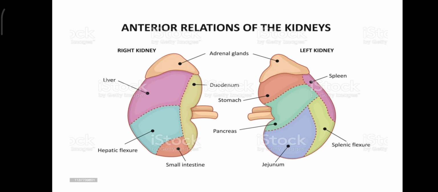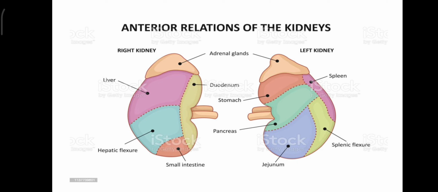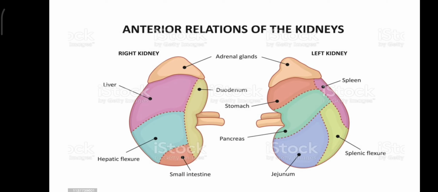In this picture you can see that the right kidney is related to the liver, the hepatic flexure and the duodenum. Posteriorly, it is related to the muscles of the posterior abdominal wall, and superiorly the right adrenal gland. There are two adrenal glands, one on the right kidney and one on the left kidney. So, superiorly they are related to the adrenal glands.